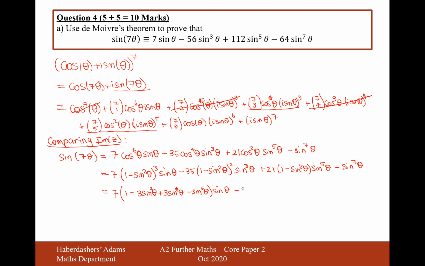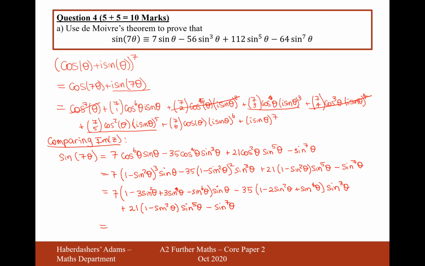And then it's going to be minus 35 bracket 1 minus 2 sine squared theta plus sine to the power of 4 theta times sine cubed theta. Then the next bit's going to be plus 21, 1 minus sine squared theta times sine to the power of 5 theta. And the next bit's going to be minus sine to the power of 7 theta.